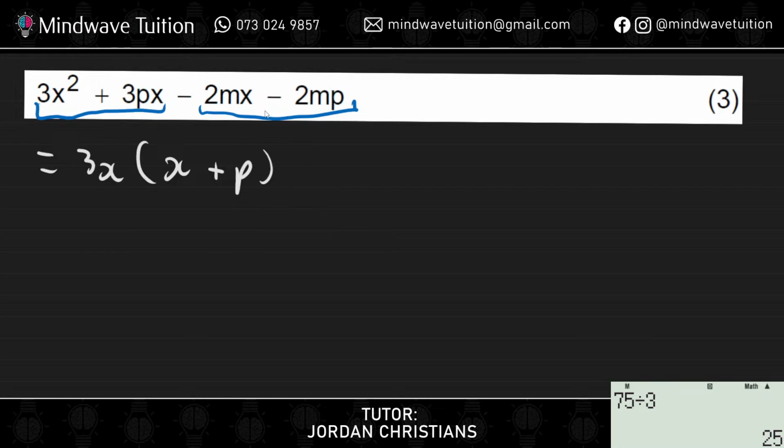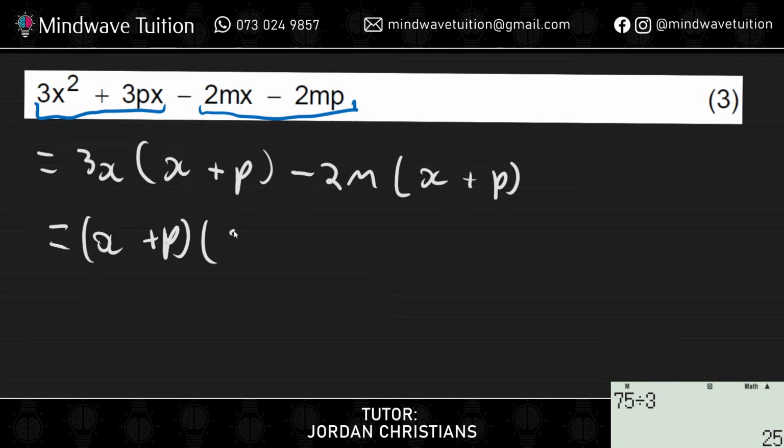Right, so here we have minus 2 and minus 2, so let's take out minus 2 as the common factor. And we have m and m in both of them, so let's take out m as the common factor. Right, and this leaves us with just the x, because we took out the negative with the 2, and just the p, because we took out the negative with the p as well, with that one. And now we have a common bracket of x plus p times 3x minus 2m, and that can no longer be factorized. Right.